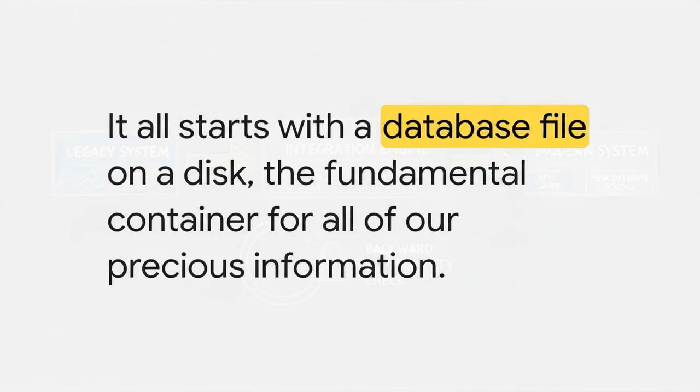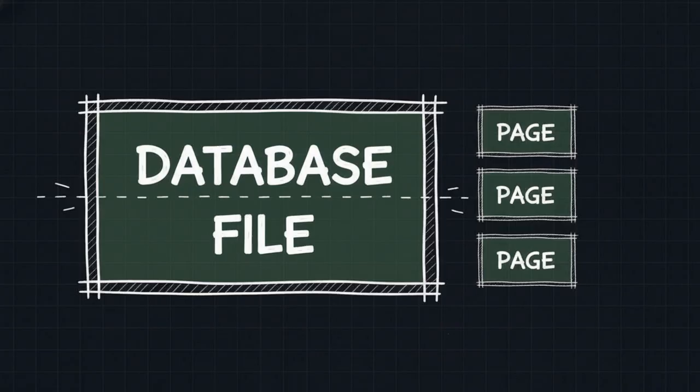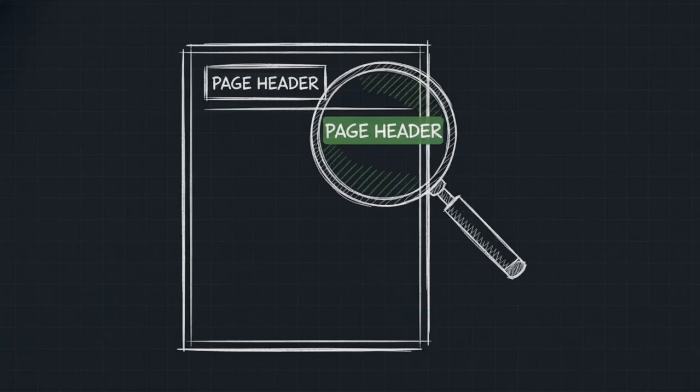It all starts with something pretty simple, a file on a disk. It's basically the container for all of our information. But see, trying to manage one single gigantic file is super inefficient. So to make things manageable, files get broken down into smaller, fixed size chunks. And these are called pages.